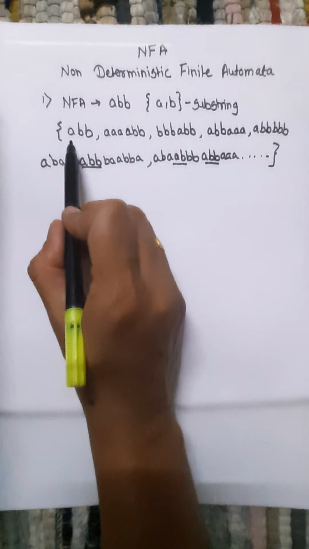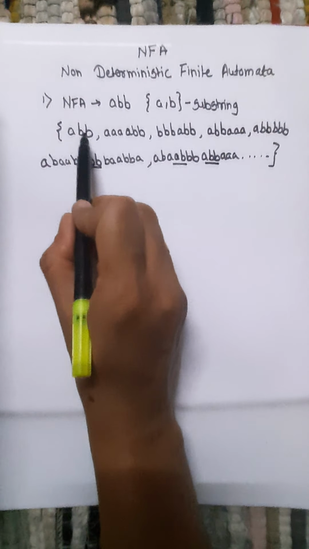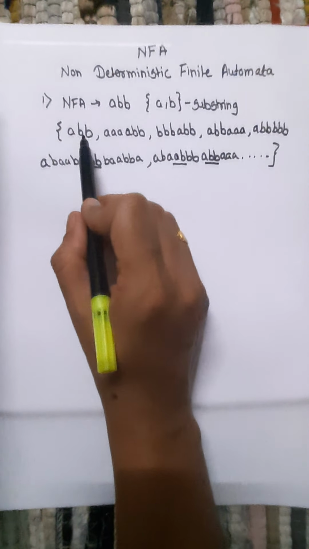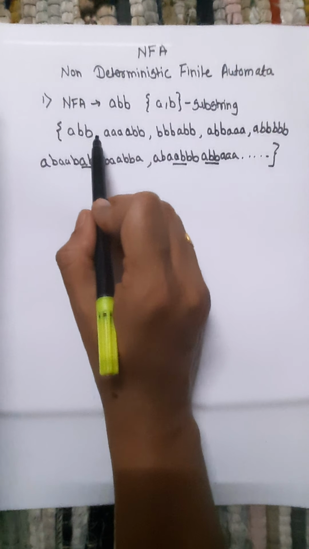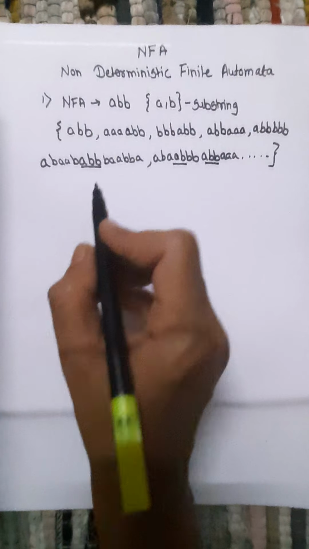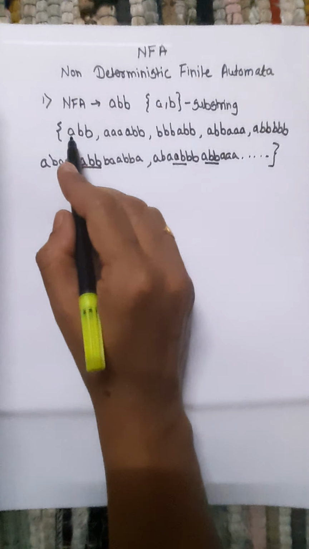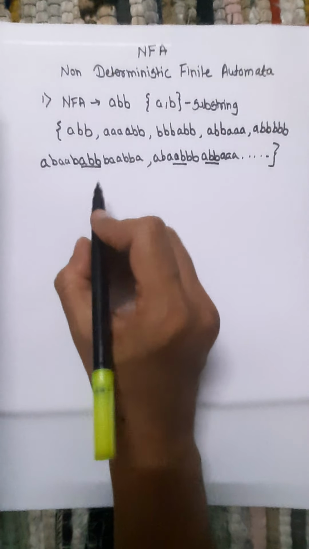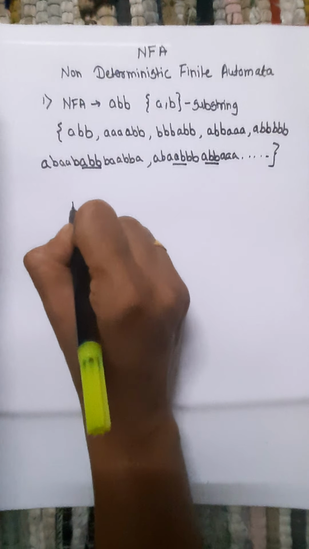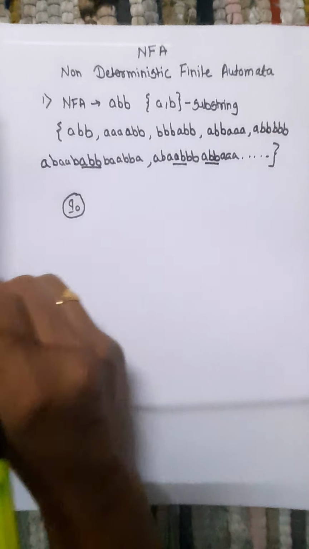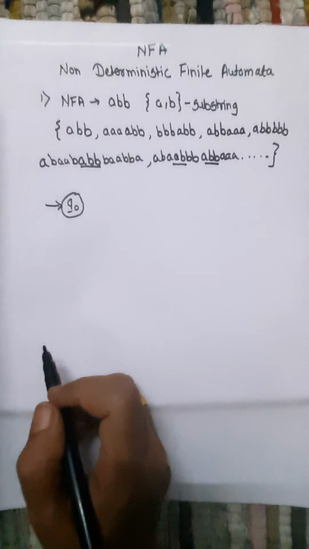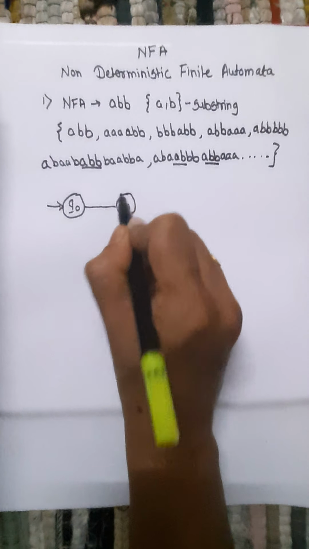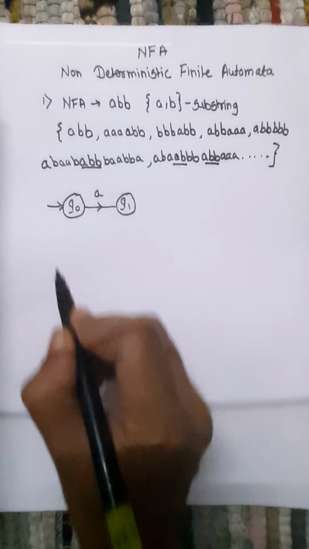So you can see the minimum string is what? ABB, and before that we can put multiple A's, multiple B's, or a combination of A and B, or after that we can put multiple A's, multiple B's and combinations of multiple AB's. So the minimum string I am going to draw here is ABB because it must come in every string. So here I will draw Q0. This is a state, the first state, which is the initial state. Then I'll go towards Q1 on A.